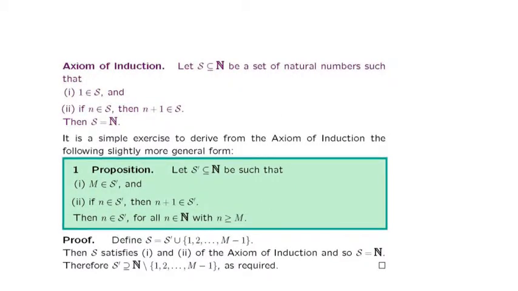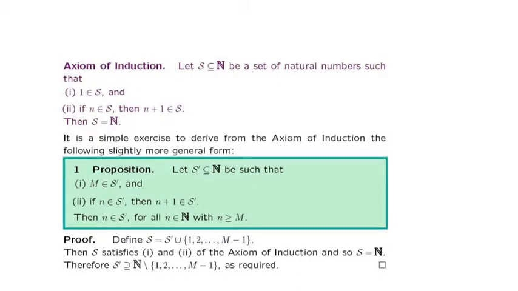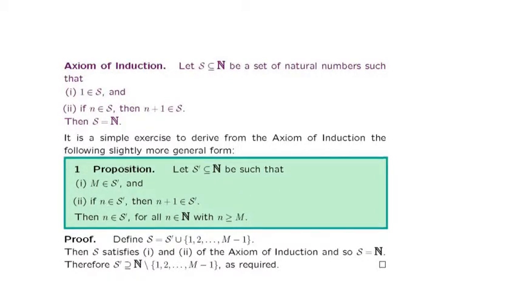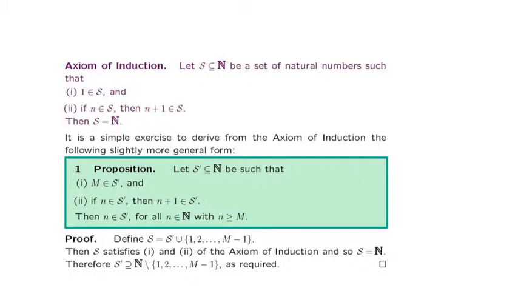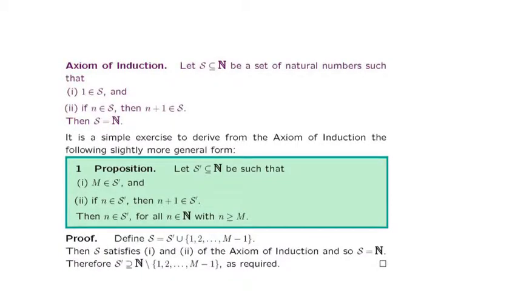1. So the more general form says, let S prime be a subset of the set of natural numbers, such that some number m is in S prime, and whenever n is in S prime, n plus 1 is in S prime. Then S prime must contain all of the natural numbers which are greater than or equal to the number m.